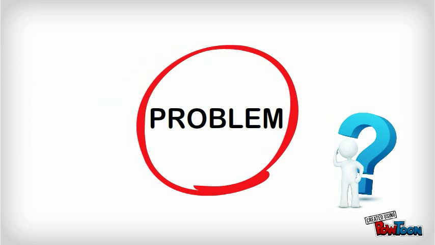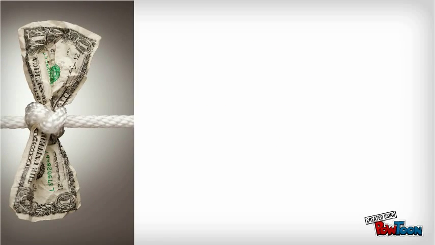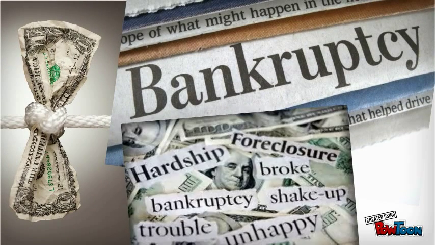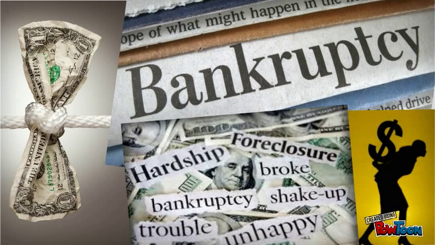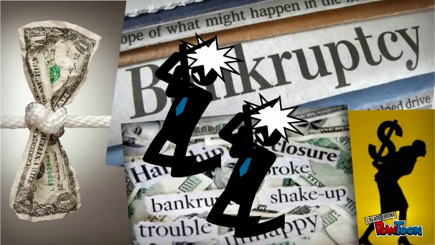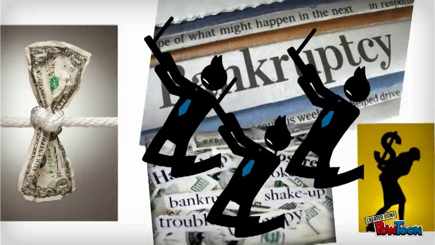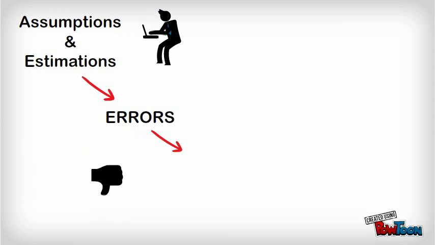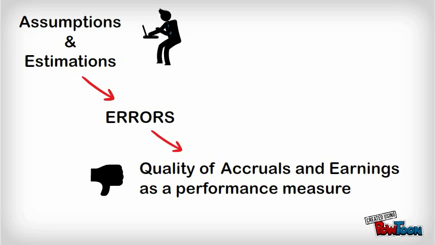So what is the problem with accrual accounting? Imagine the customer goes bankrupt. Then, the company has to correct the accounts receivables and revenue for the uncollectible amount. This is a downside of accrual accounting. It is based on assumptions and estimates. The more accrual estimate errors, the lower the quality of accruals and earnings as a performance measure.